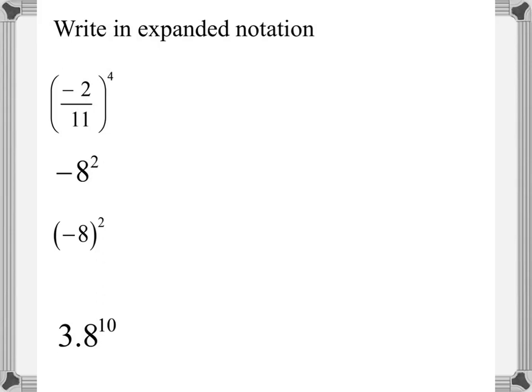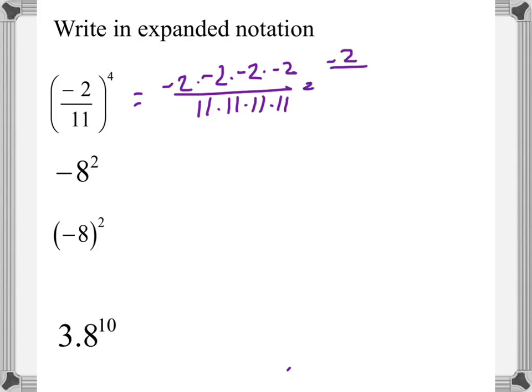Likewise, with this fraction, this is -2 times -2 times -2 times -2 over 11 times 11 times 11 times 11. It could also be written as -2 over 11 times -2 over 11, and so on, 4 times.